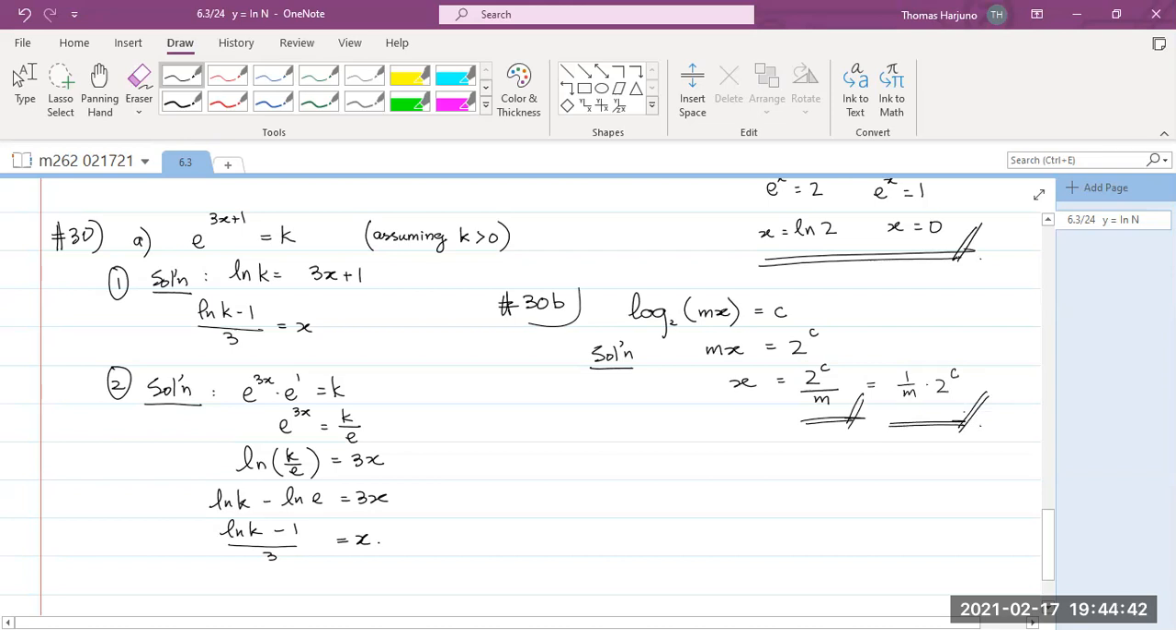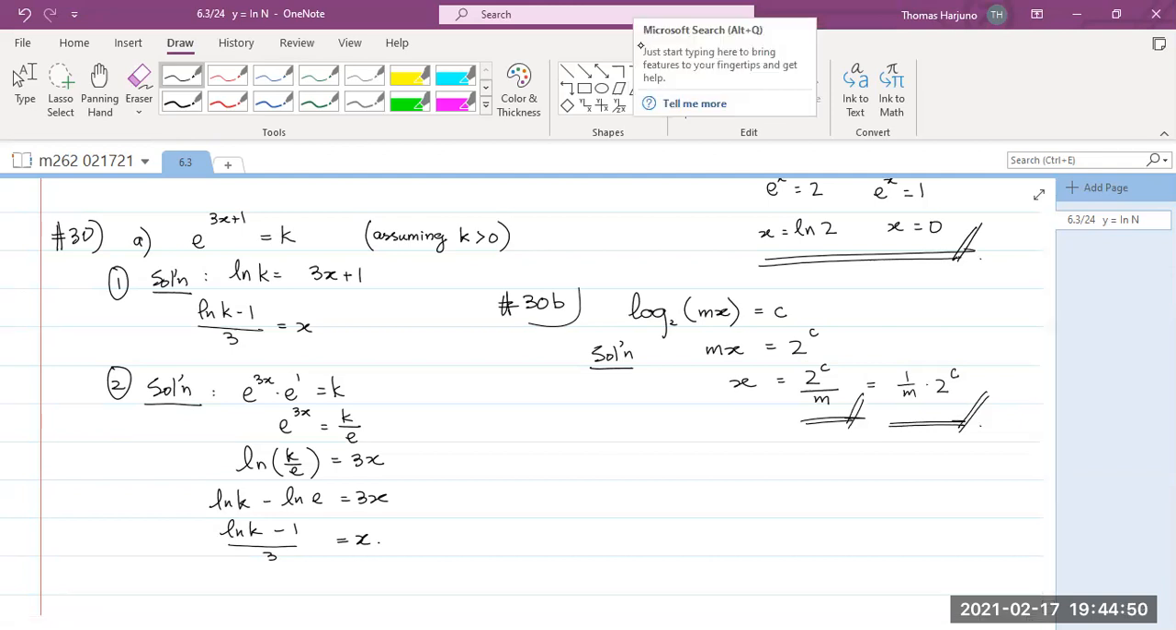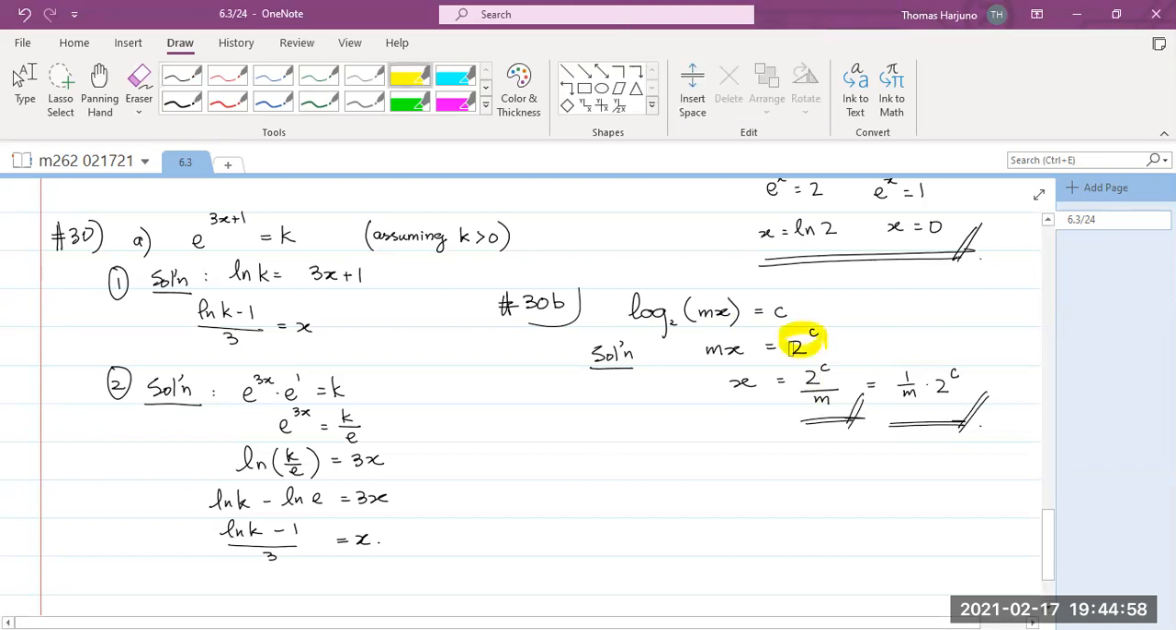Okay, that's for number 30. Any else? Thomas? In order to get the 2 on the right side, what did you do? The one here? Yeah.